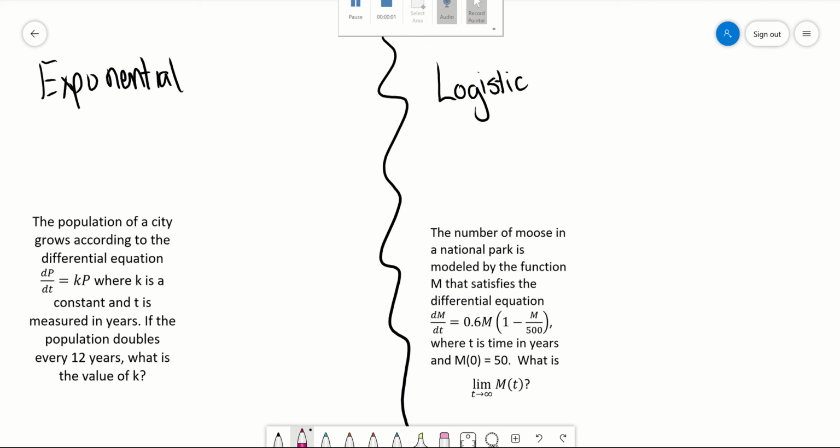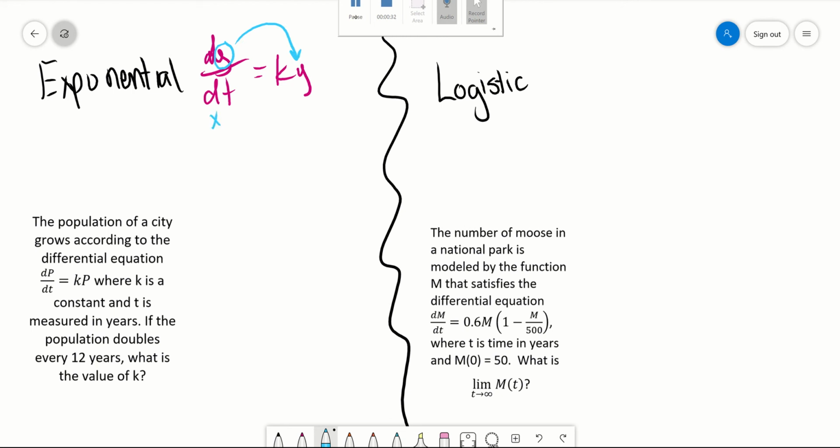Okay, one thing we need to know for BC as far as differential equations are concerned is exponential differential equations and logistic differential equations. So an exponential differential equation is going to look something like dy/dt equals ky. So things that you want to look for is this variable here needs to match this variable here, and it's only just some number times y.